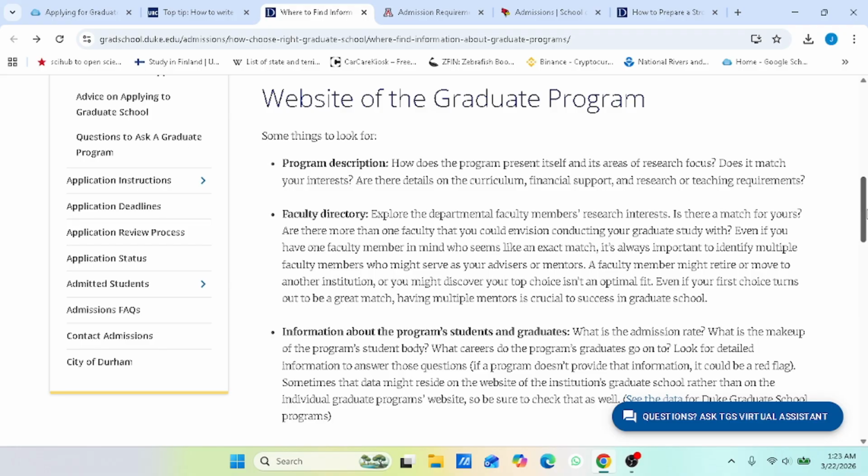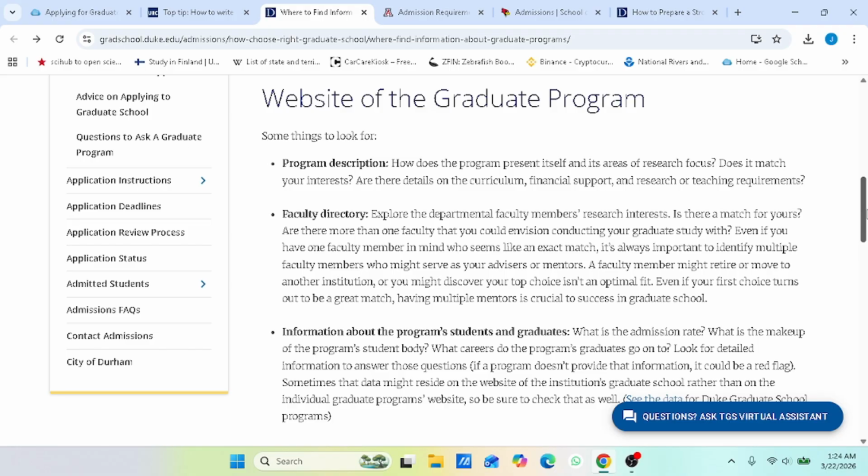Number 3, we have information about the program's graduate students. What is the admission rate? What is the composition of the program's student body? And most importantly, what careers do the program's graduates go on to do? Such that you can have an idea of what the alumni or the previous students have actually gone on to do, so that you can match it against your long-term career aspirations or career goals.